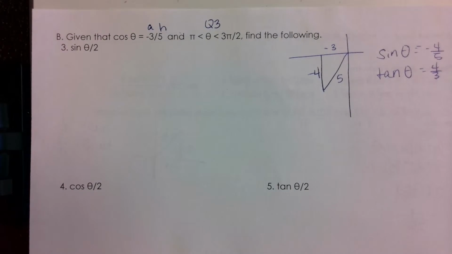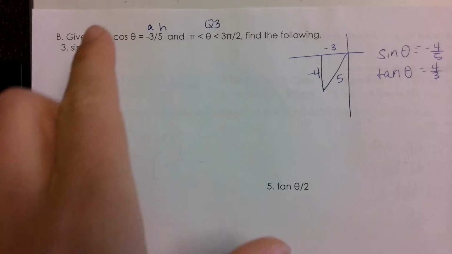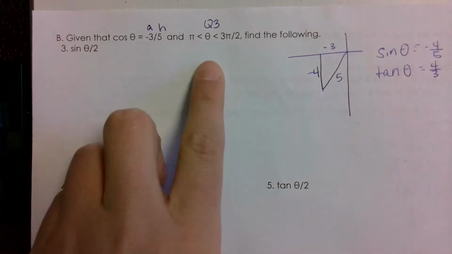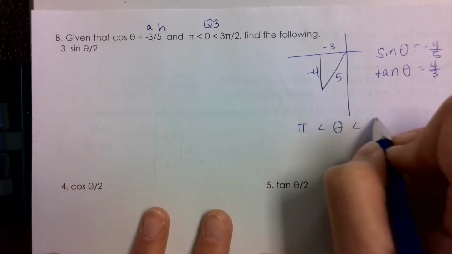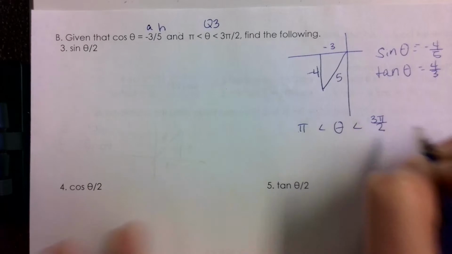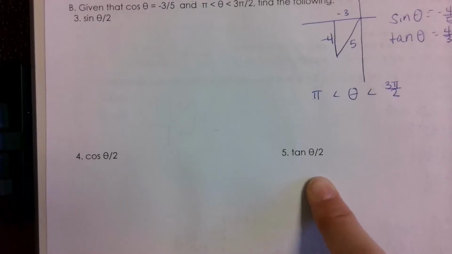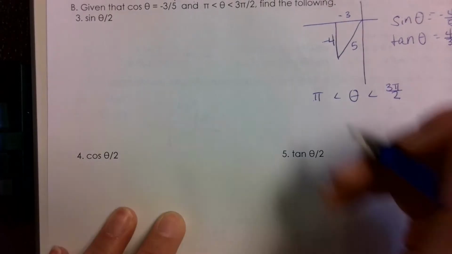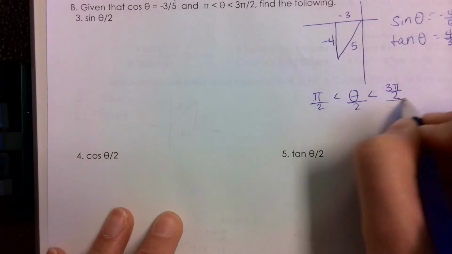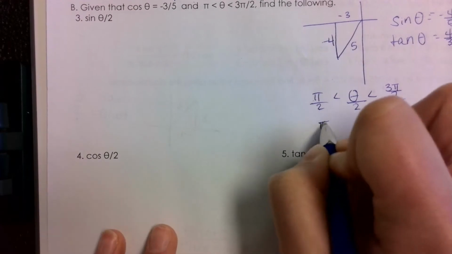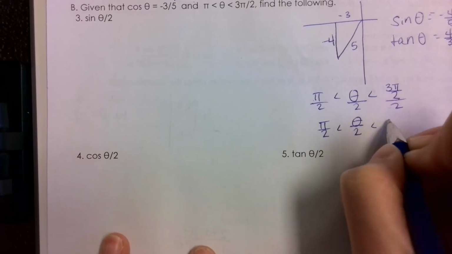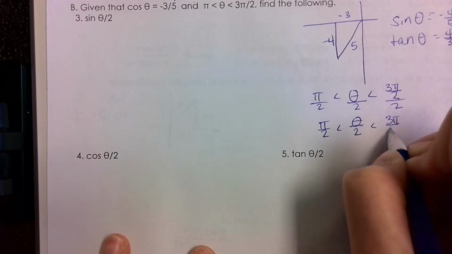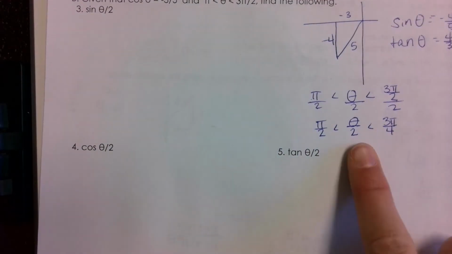Alright, so real quick, we know that our original angle, theta, is in quadrant 3 because it said pi is less than theta is less than 3 pi over 2. When we go to do all of these things, we're chopping that angle in half, right? So that's going to change what quadrant we fall in. Do you agree? So we've got to divide all this stuff by 2 because that's what we're doing with theta. So that's going to have us between pi over 2 and 3 pi over 4. So our new angle, theta over 2, is going to fall in quadrant 2.